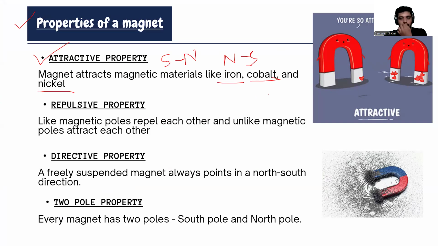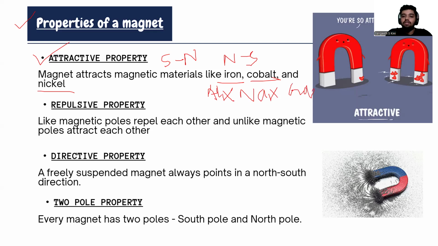Do you know, does every metal get attracted by magnets? Such as aluminum or copper or gold or silver, does anything get attracted by magnets? No, never. Only some materials which are magnetic in nature, such as iron, cobalt, nickel, or their alloys, get attracted by magnets. Aluminum is a metal, but it is not attracted by magnets. Similarly, sodium is not attracted by magnets.